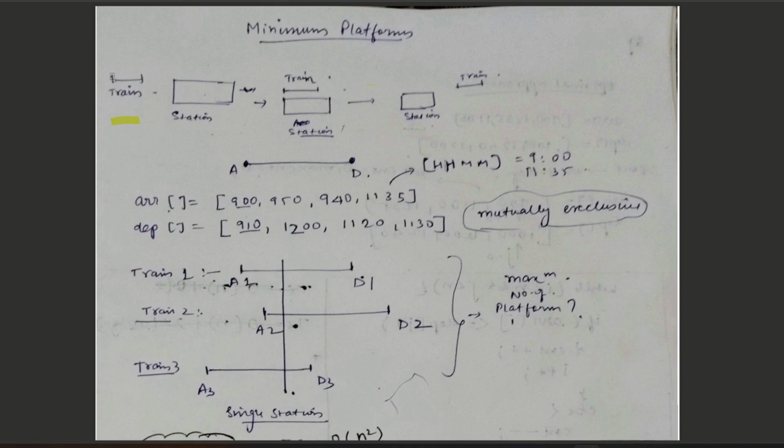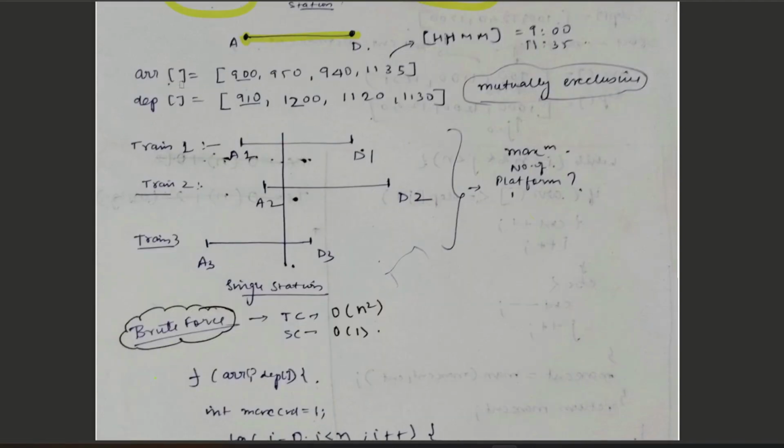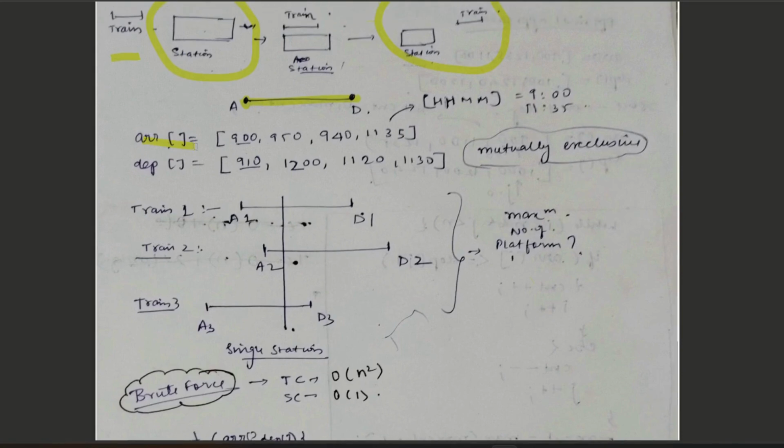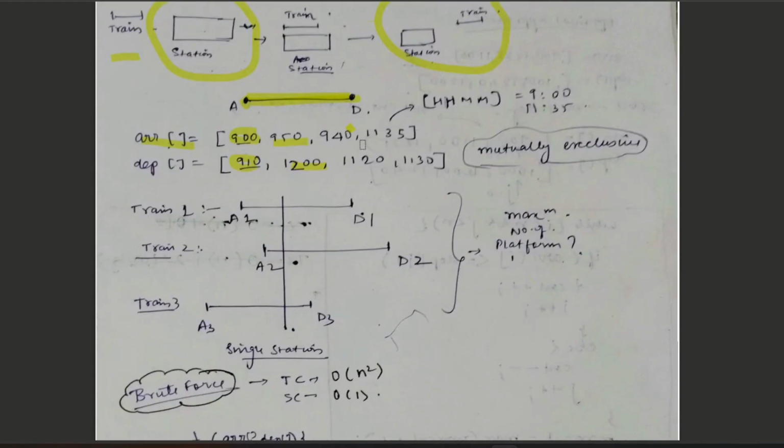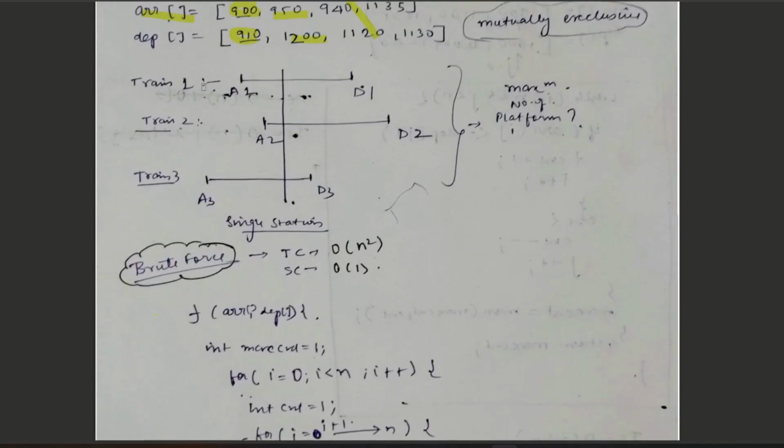So the question states that the train is arriving at a station, and there is a station here, and then it stays in the station for a particular time, that is A and D, and then it leaves the station at the departure time. So for train 1, for example, the arrival time is 9 a.m. and its departure time is 9:10. So it stays for a particular time, and similarly for train 2 and train 3 and onwards, there is a particular span of time that a train stays at a station.